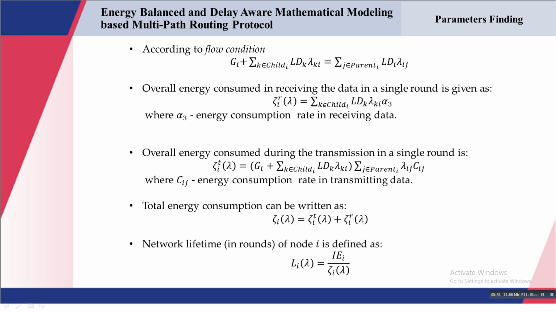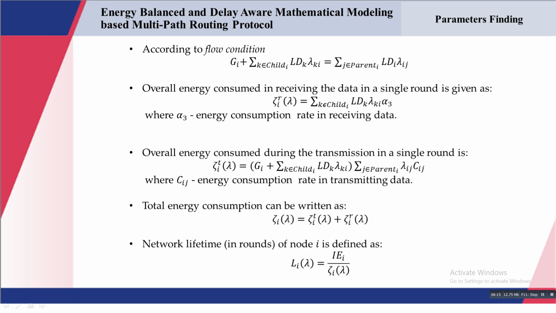Once the energy consumption is calculated, the network lifetime can be defined. The network lifetime with respect to the node i for a given traffic distribution lambda is the ratio of the initial energy of the ith node to the total energy consumption of the ith node in a single round.